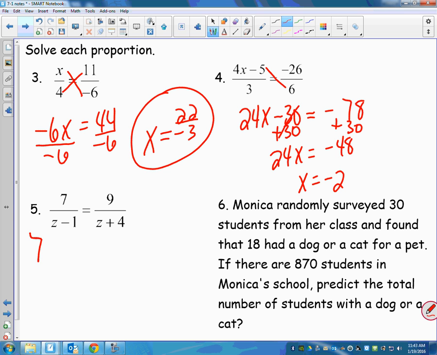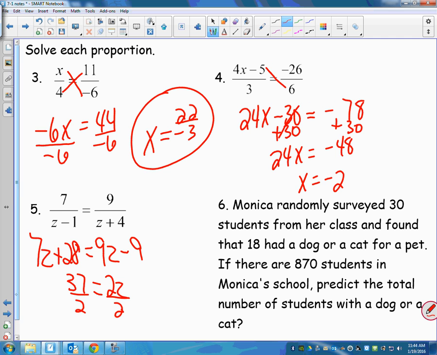So I'm going to say 7z plus 28 equals 9z minus 9. If I subtract my 7z over, I would get 2z. I add my 9, I get 37. So again, 37 halves is a great answer.